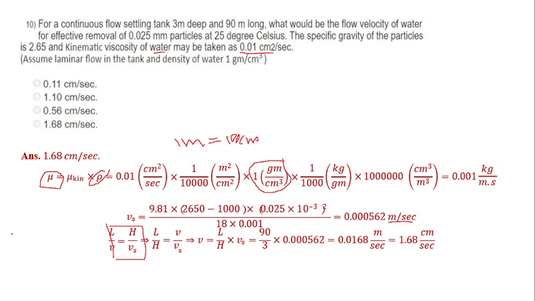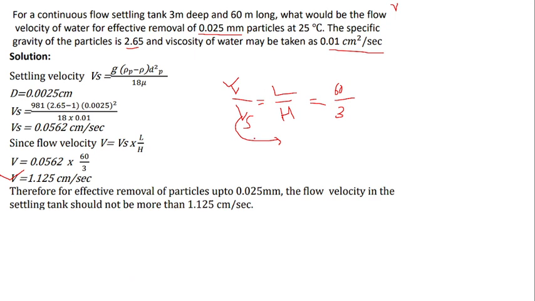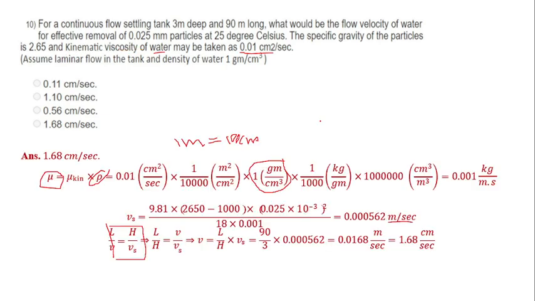So now you know the relation: we know that V by Vs is equal to L by H, that is given here already. The same relation is used here to find the V value. So now the depth is 3 meter, length is 90 meter. So 90 by 3 into your settling velocity will give you the flow velocity, which is nothing but 1.68 centimeter per second. So this is your answer.